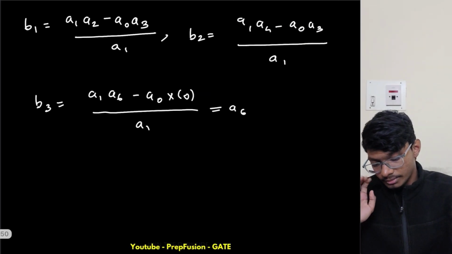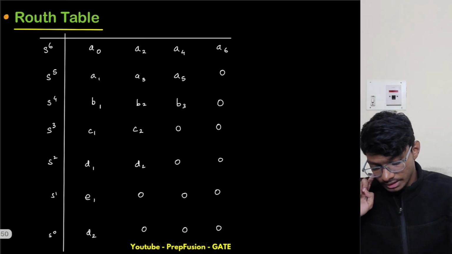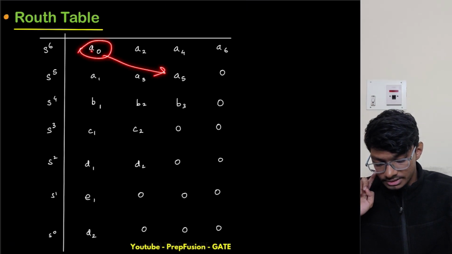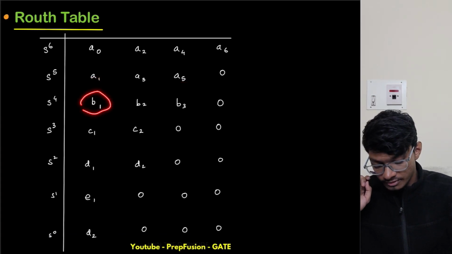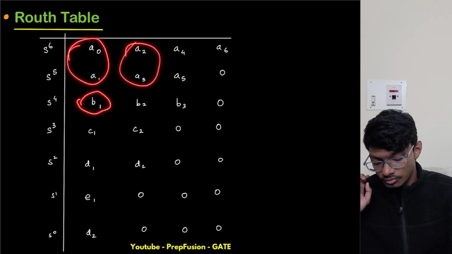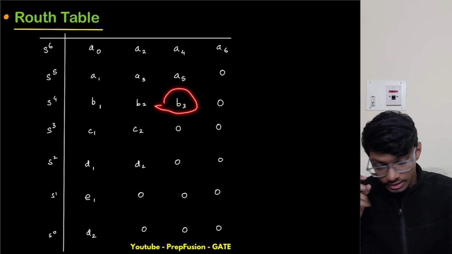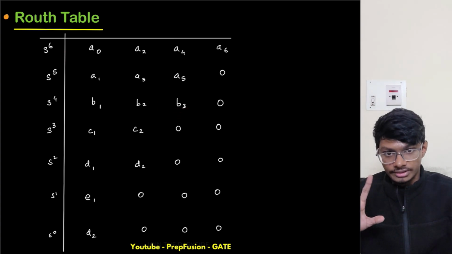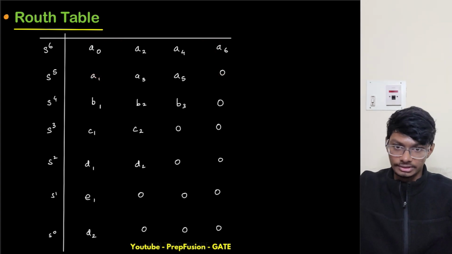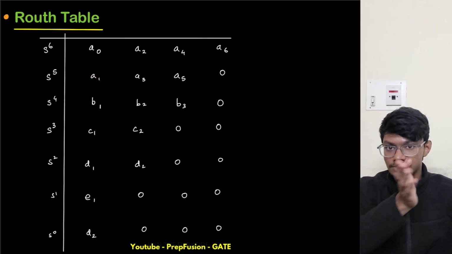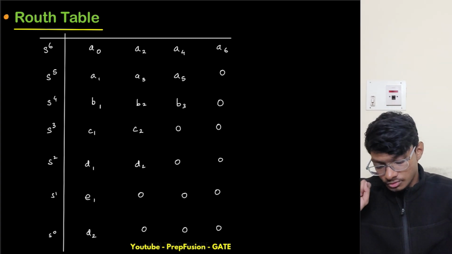I multiplied a1 times a4, then I subtracted, again taking this one, a0 times a5. So I am taking this column and this column. When I am picking this element, I am taking this column and this column. When I am calculating this element, which columns will I take? I will take this column and this column. So the first column will always be there, but the second column will keep on changing. I hope you got it.